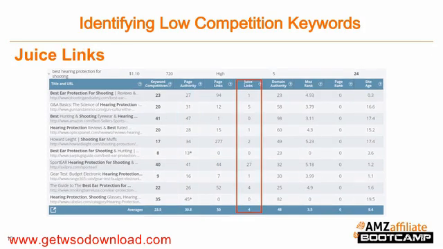Next, we have juicy links. This is the number of juice passing external links to a given page. More links equals more votes for that page to rank higher in Google. Now, I want to see at least 3 results with juicy links less than 30. That's our criteria for a good keyword to go after with regard to the number of juicy links.